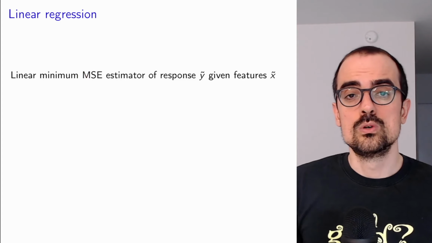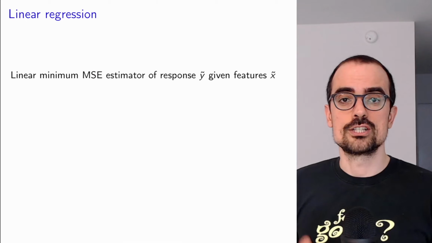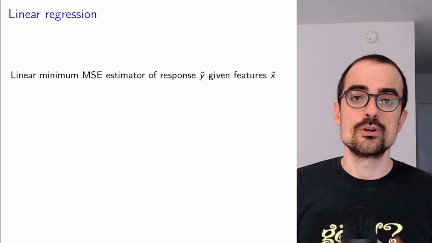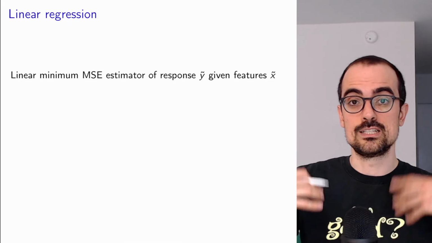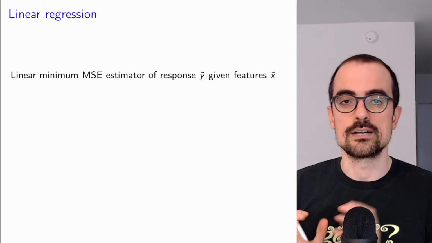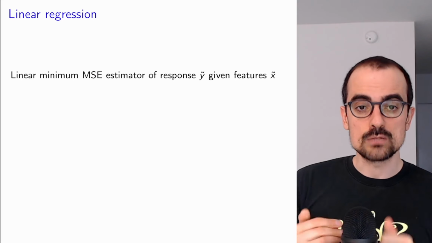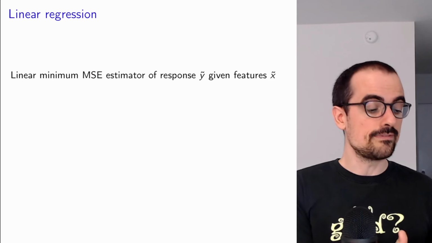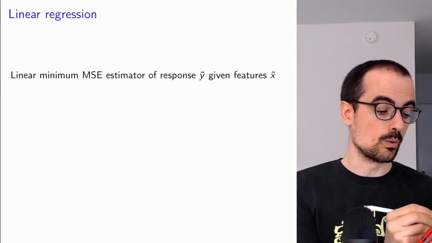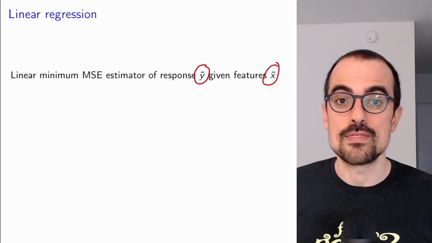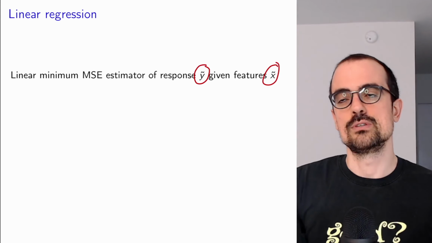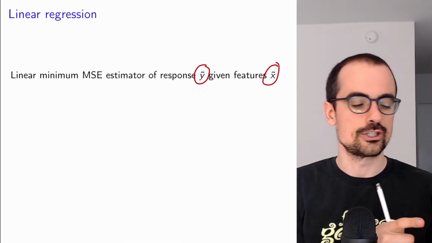Now, if we want to consider linear regression models, as we saw in a previous video, there is a linear minimum mean squared error estimator, which is optimal in terms of mean squared error, that we can derive of the response if we model the response as a random variable y, given the features when we model the features as a random vector x with a number of entries corresponding to the number of features.